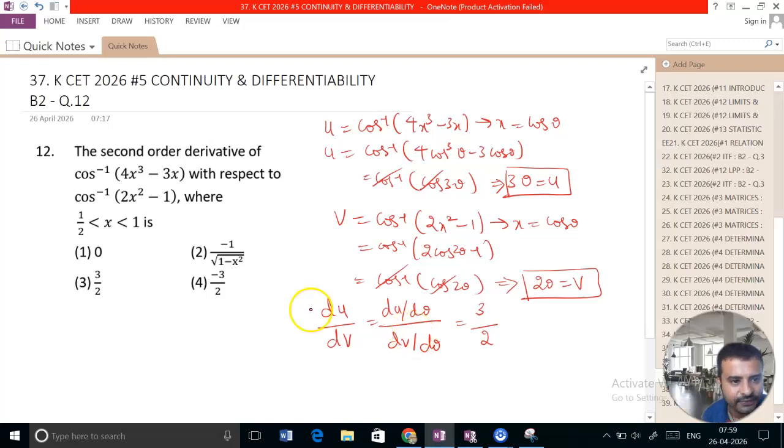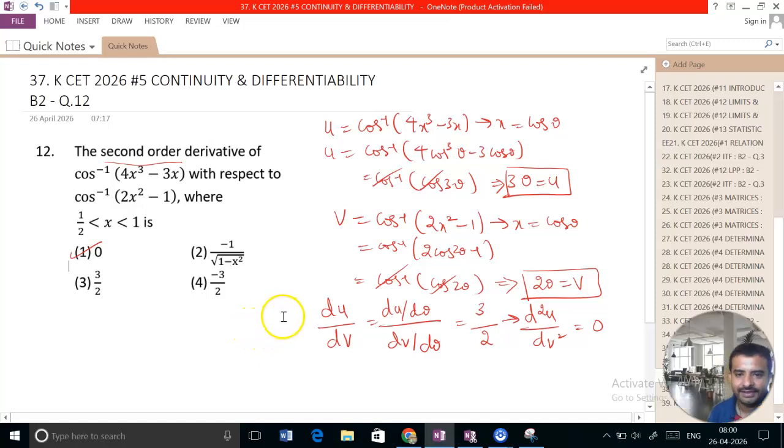See, if they ask the first order derivative of this function with respect to this function, then the answer will be option 3. But they ask the second order derivative. If I take the second order derivative, d square u divided by dv square, the derivative of a constant is zero, so option 1 is the right answer. You should be careful.